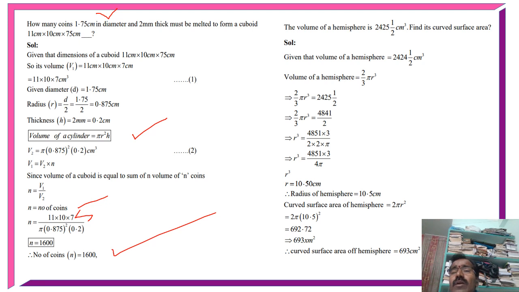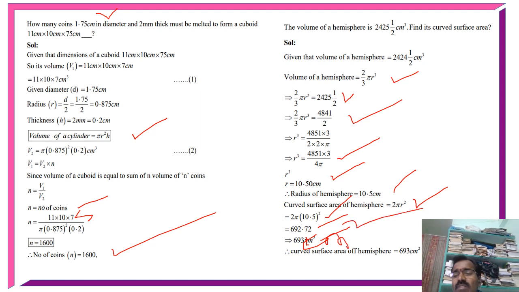So here the volume of a hemisphere is 2425 1 by 2 centimeter cube. Find its curved surface area. We know 2 by 3 pi r cube and equate these values. Write the mixed number as an improper fraction. We know the volume formula, and r cube equals the reciprocal. Do cancellation here. After doing cancellation, we get r equal to 10.5 centimeters. Substitute in the surface area 2 pi r square, we get 692.72, approximately 693 centimeter square. This is the surface area of the hemisphere.